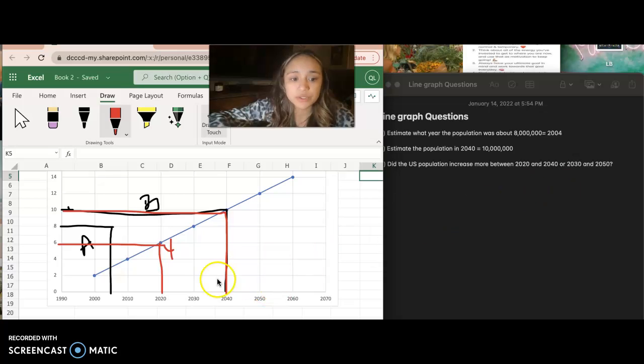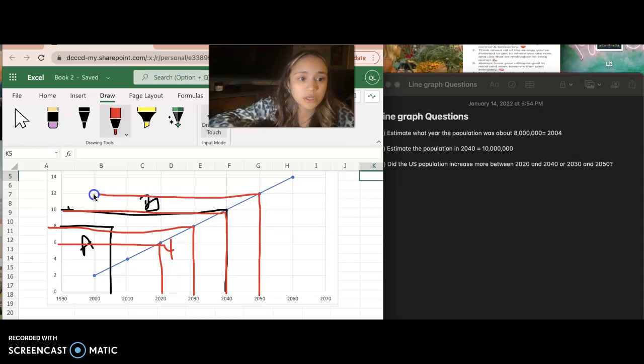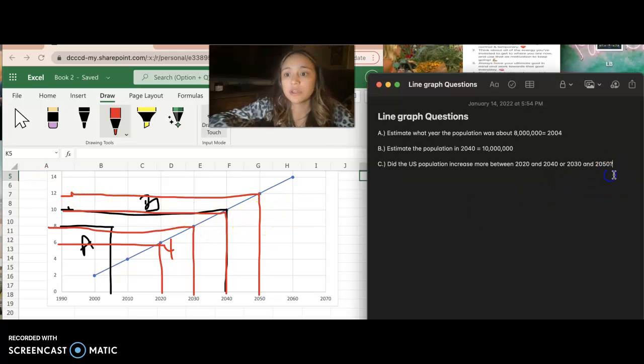Now, if we compare it to 2030 and 2050, which one increased more? It would be 2030 and 2050 because it is higher up in the chart. The higher it is, the more people there are. So then the answer would be 2030.